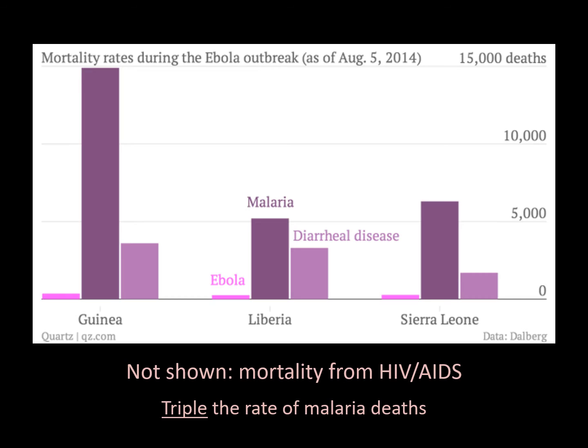And what's not shown on this graph is mortality from AIDS, which is triple the rate of malaria deaths in all of these countries. Triple the rate, so it would be off this chart. And I'm not seeing that in the news every day, even though it's causing a lot of deaths. Why not? Why isn't this in the news?